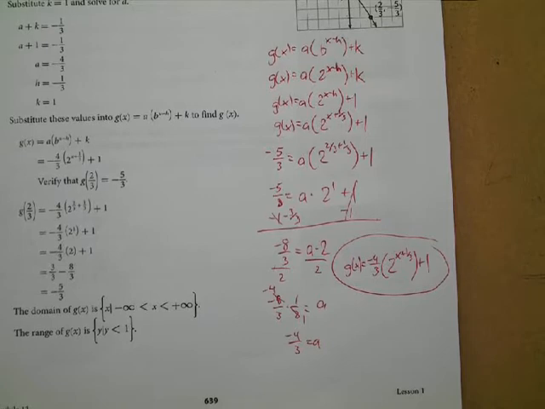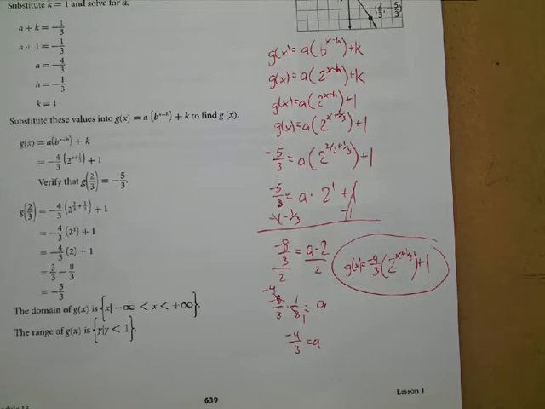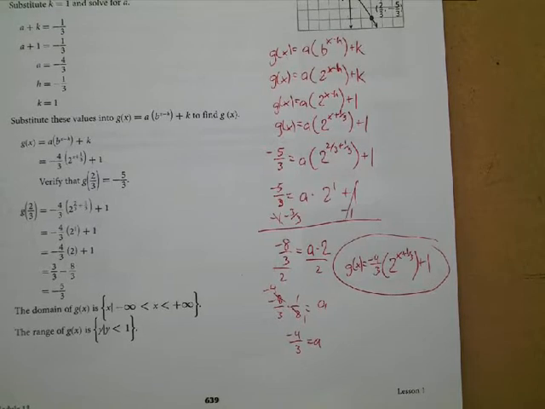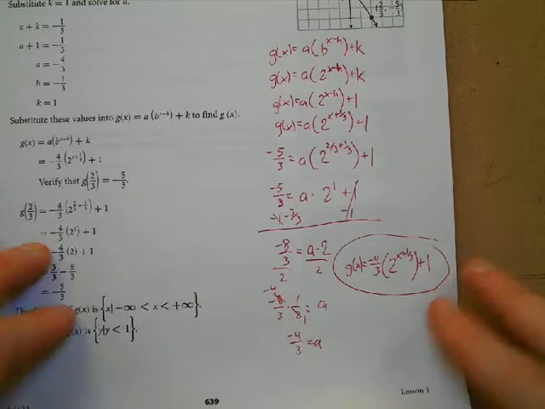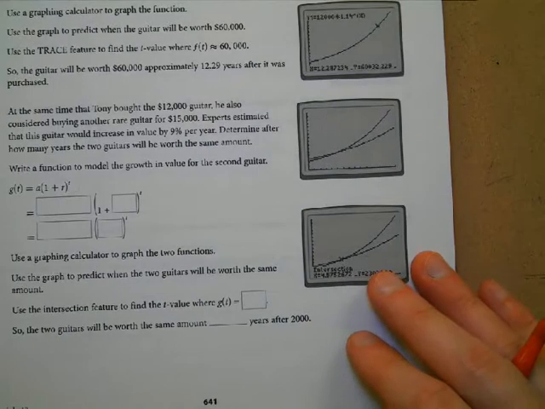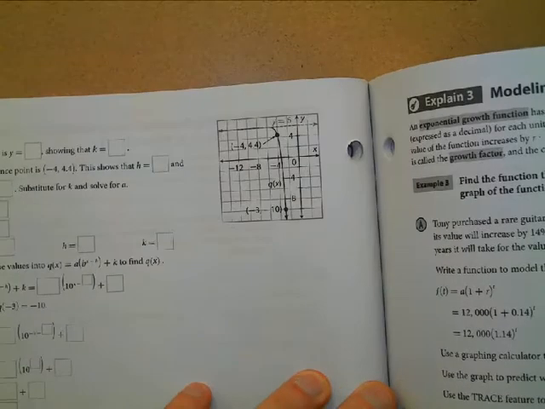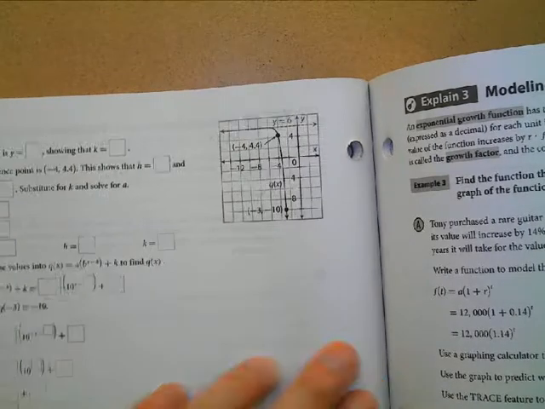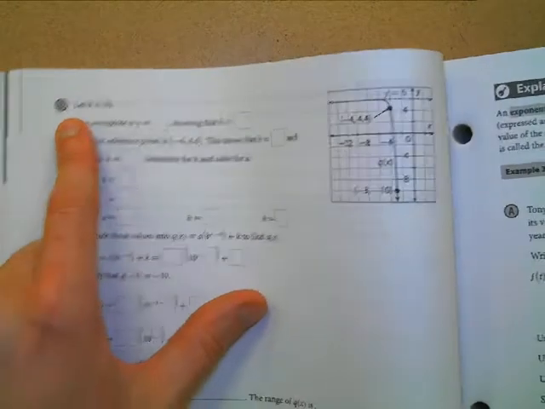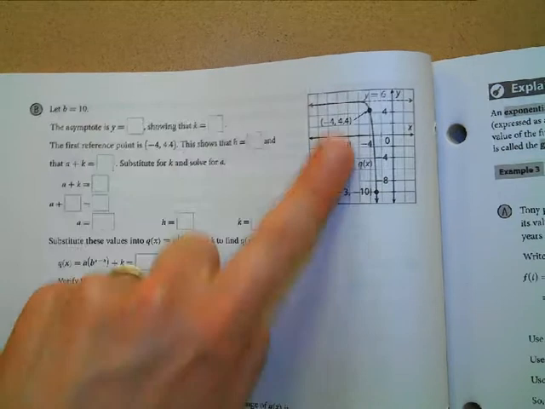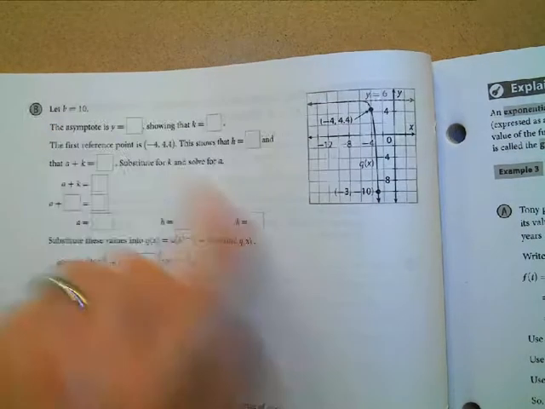So letter B here, we're going to do the same thing for this graph, but now we're going to have b equal 10. So our base is going to be 10. So again, we'll start out with our function here. I'm just going to say f of x, we're just naming the function. Okay, so it's a times b to the x minus h plus k, like that.